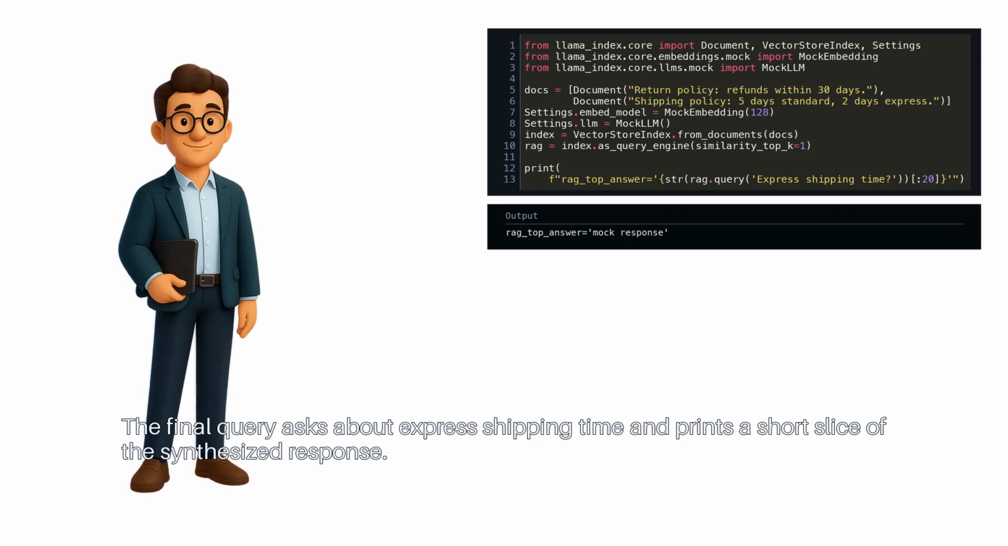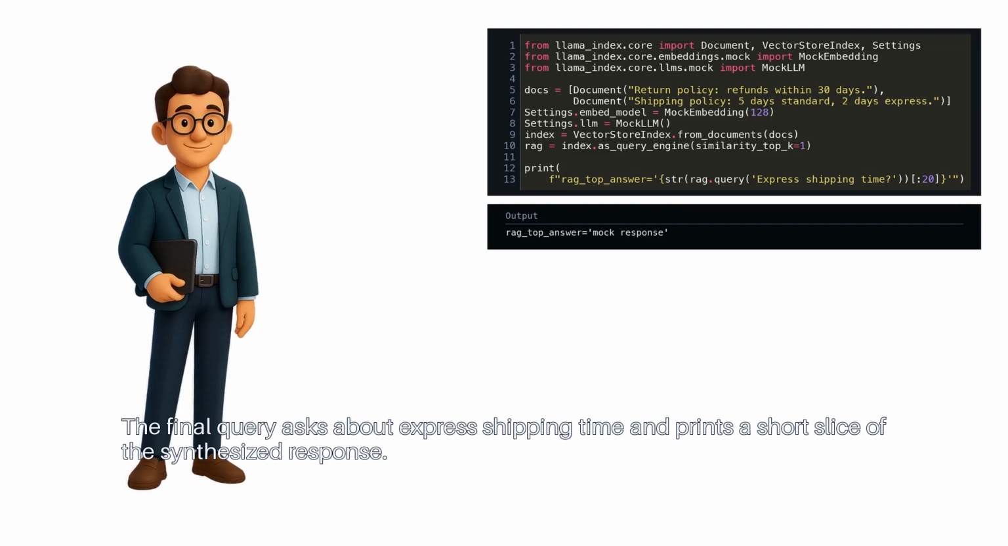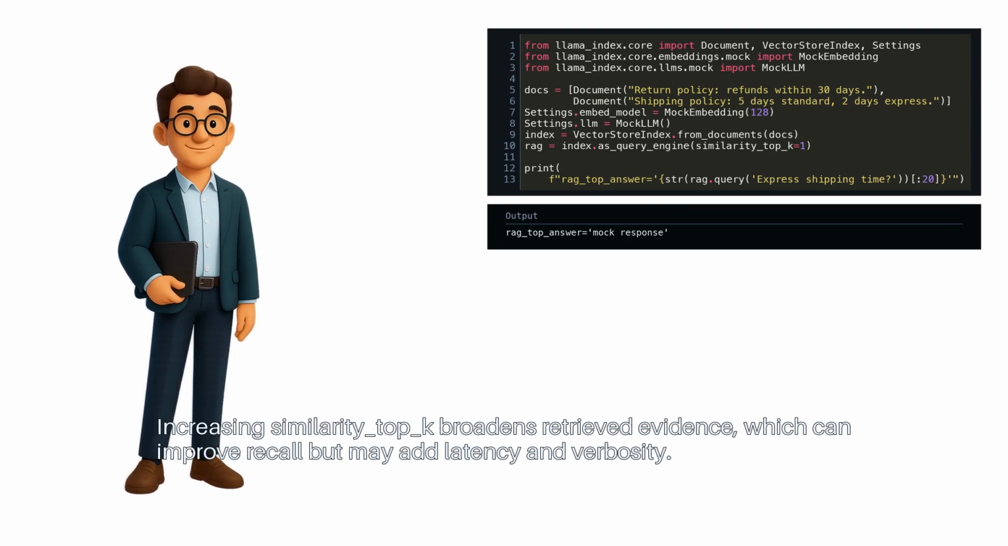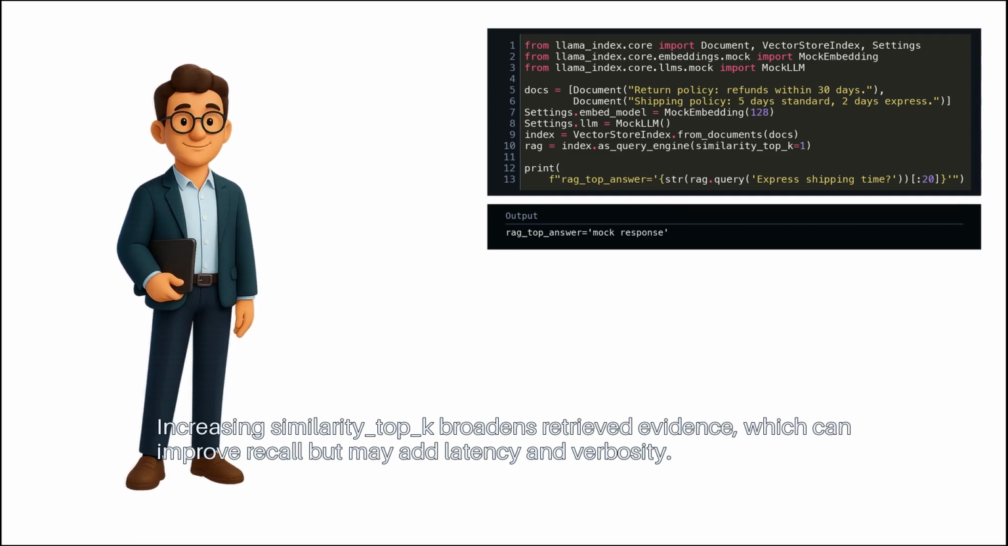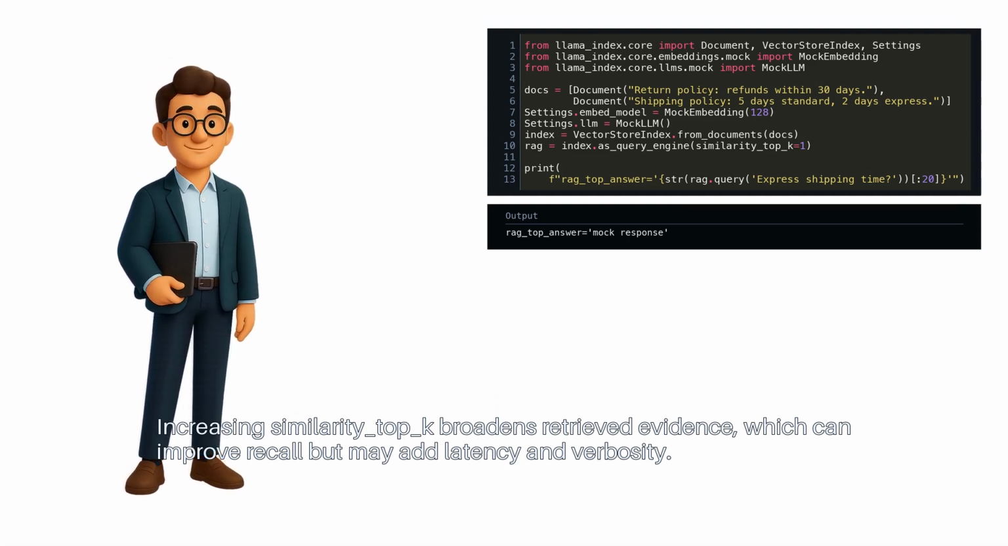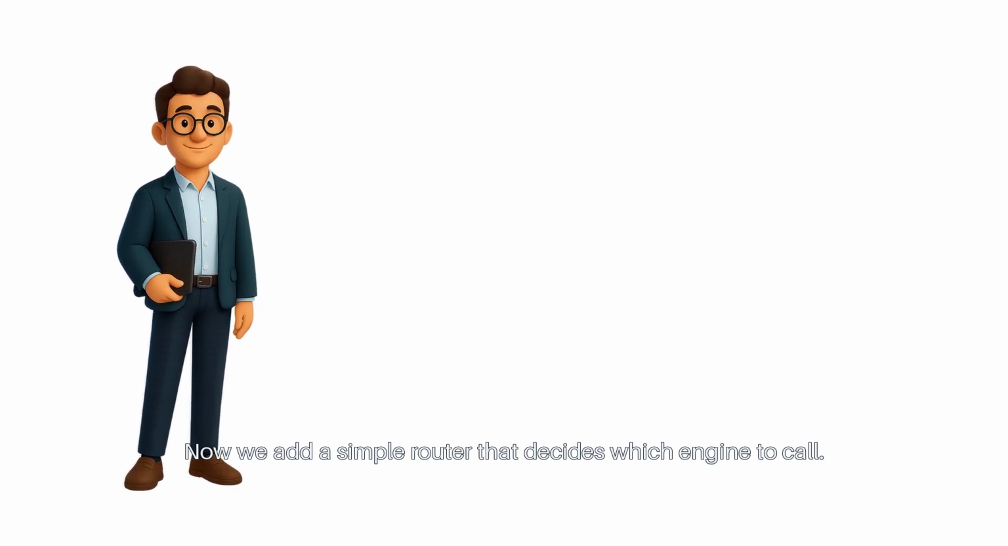The final query asks about express shipping time and prints a short slice of the synthesized response. Increasing similarity_top_k broadens retrieved evidence, which can improve recall but may add latency and verbosity. Now we add a simple router that decides which engine to call.